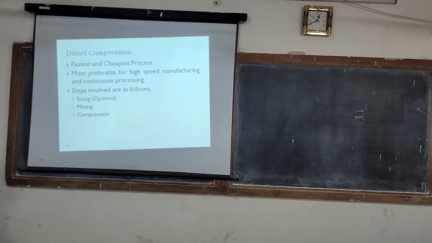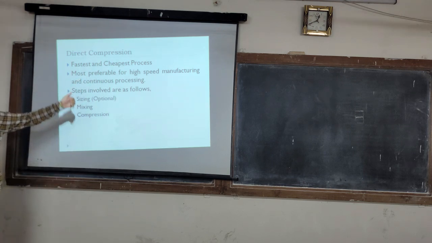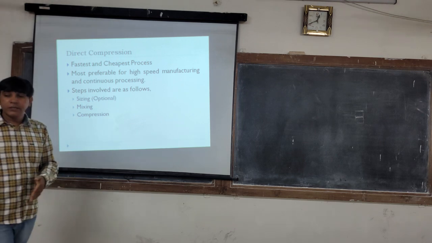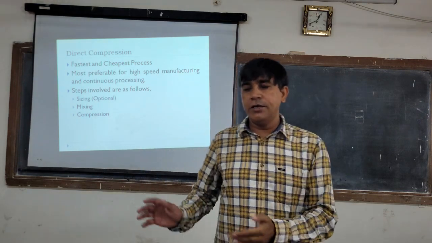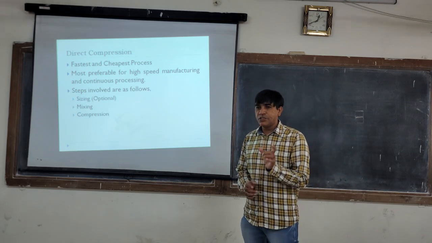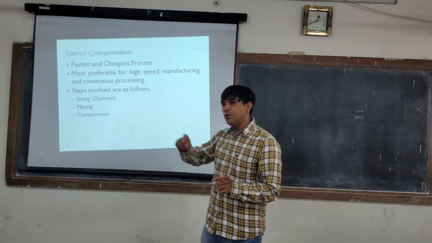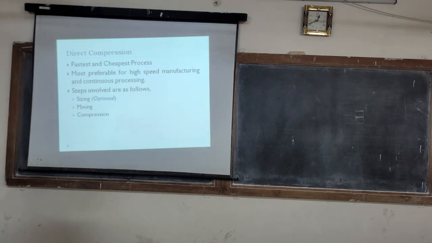So direct compression is the fastest and cheapest process. It is most preferable for high-speed manufacturing and continuous processing. As we know, the pharma industry is now switching towards continuous manufacturing, and in March 2023, the US FDA published ICH guidelines pertaining to continuous manufacturing. Till date, approximately 7 to 8 products produced by continuous manufacturing have already been approved by the US FDA. So direct compression is a better alternative for continuous manufacturing.